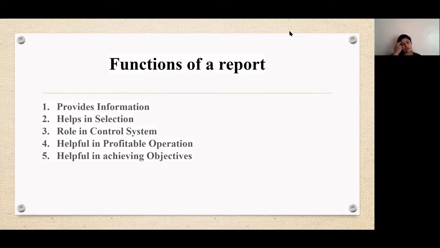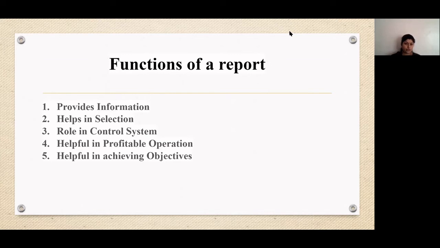Now we have helpful in profitable operations. Profitable operations, because if you are having a control system, taking corrective measures, correcting them at the right time and making changes in the organization depending upon the recommendations of the reports, then definitely your operations will be more corrected at every step, and that can lead to profitable activities for your business in the long term. Not at that moment, but gradually, at every step, if you are taking corrective measures, then in a later stage of the life cycle of your project, you are going to have a profitable course of functioning.